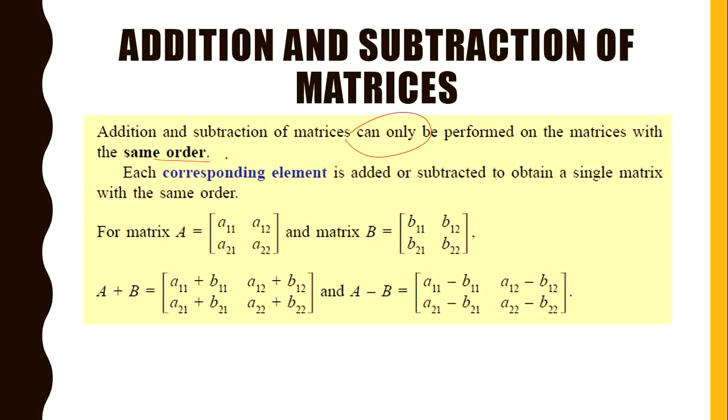Wajib same order baru boleh tambah ataupun tolak. Kalau order dia tak sama, tak boleh tambah ataupun tak boleh tolak. Okay, look at this example. Okay, for matrix A, we have order dia is 2 by 2. Okay, and matrix B is also 2 by 2. Okay, so kalau order dia sama, both matrices have the same order, so kita boleh add ataupun subtract.